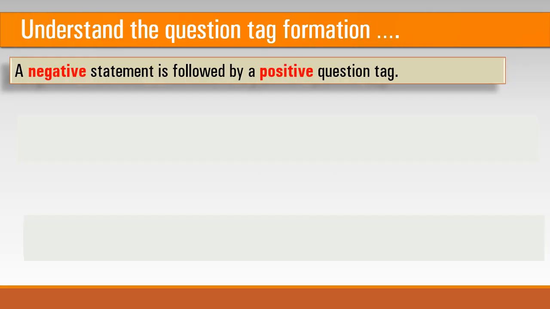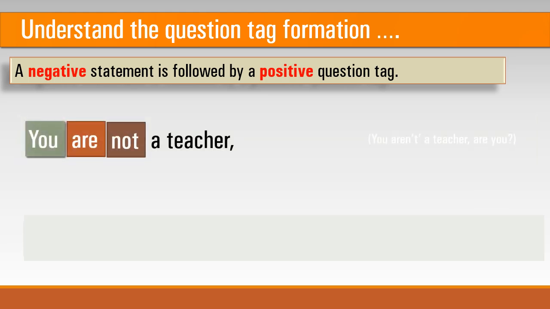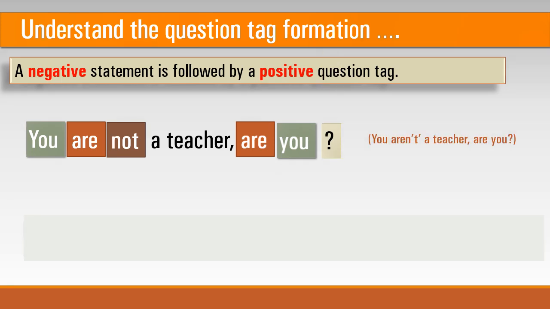A negative statement is followed by a positive question tag. It's exactly the opposite to what we have learned earlier. So if the statement is negative, the question tag will be positive. Let us look into it. You are not a teacher. It's a negative statement. So the rule says the verb should come first. It has come. Then there should be a positive question tag. So not is removed. The subject comes next, followed by it the question mark.